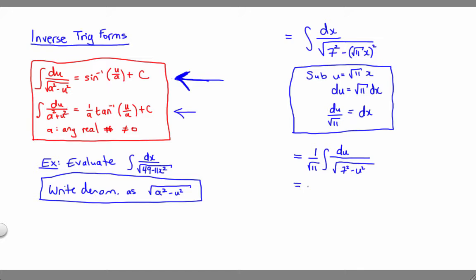So according to our formula, we're going to get 1 over root 11 times arcsine of u over 7 plus a constant, and to get our final answer, let's just go back in terms of x. So remember, u was really root 11 times x, and there we've got our final answer.